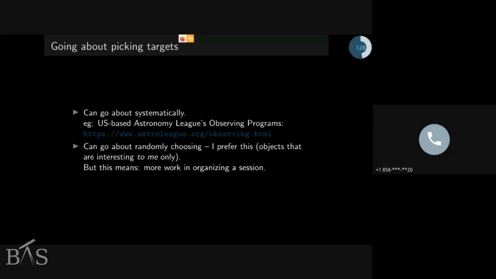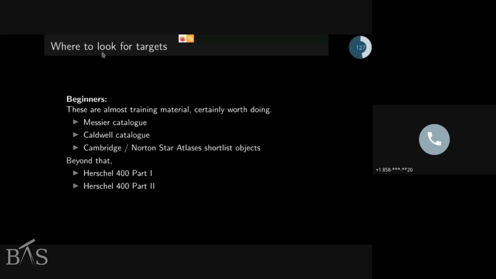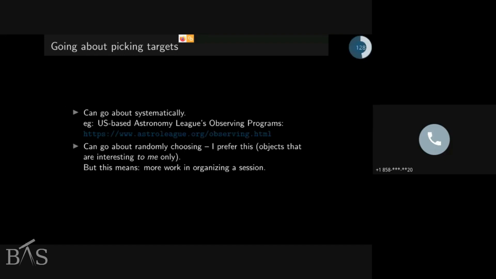So how do you go about picking targets? Let's say you're not a beginner, and you're no longer interested in doing, let's say, the Herschel 400. You've finished these three things. Then what do you do about finding more things to observe? You can go about it systematically. The US-based Astronomical League that I've mentioned has put together lots of observing programs. You can go to their website. They have various pre-made lists for you to go through.